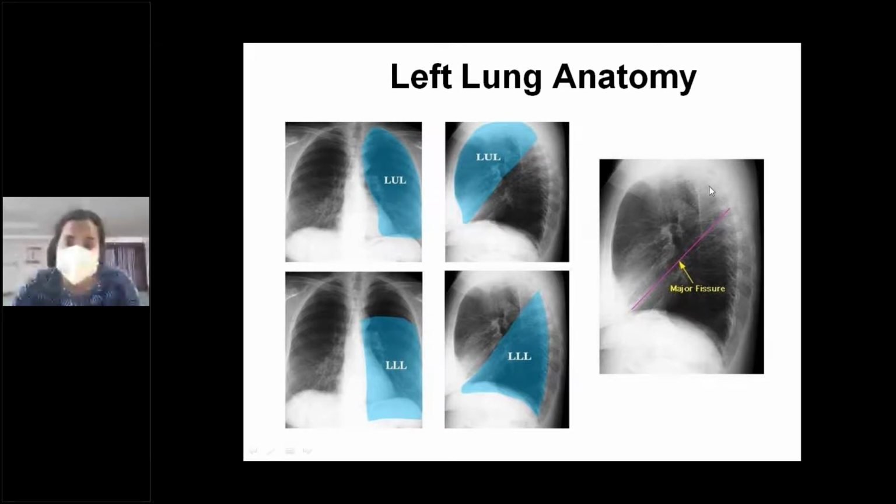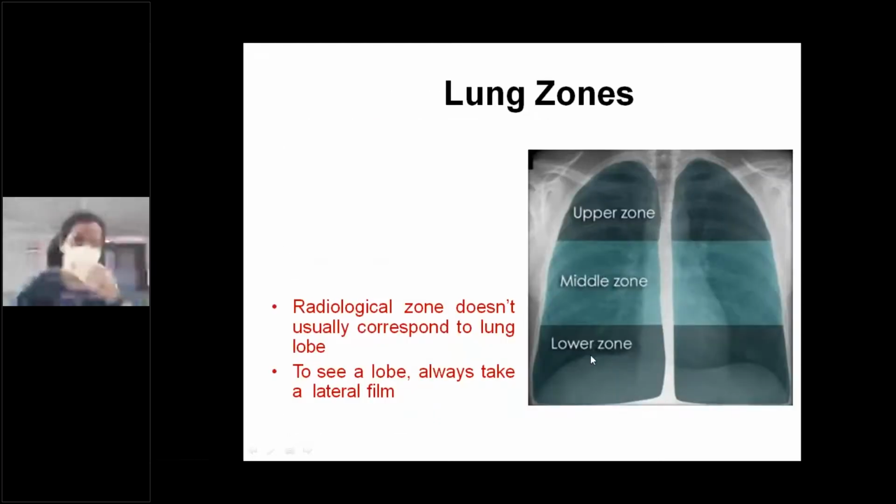See here also, you can see that the left upper lobe is almost occupying from the level of the apex of the lung to the level of the hemidiaphragm or the costophrenic angle, and below it is the left lower lobe. Okay, next.